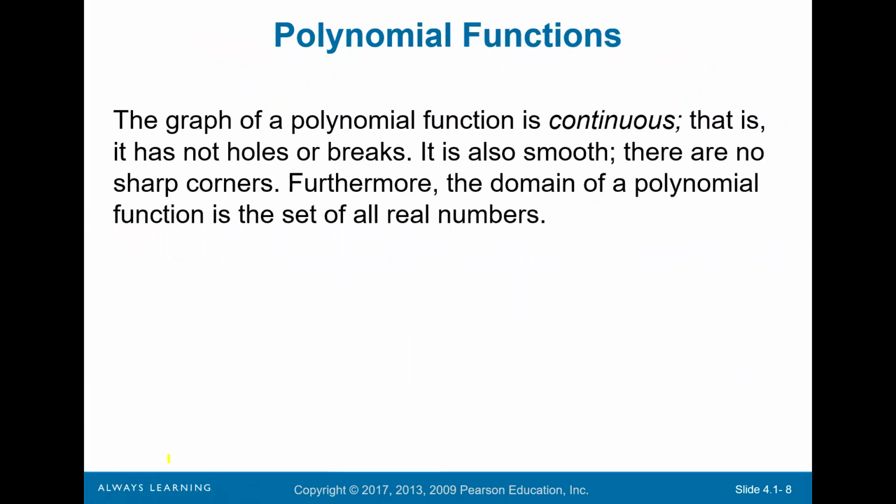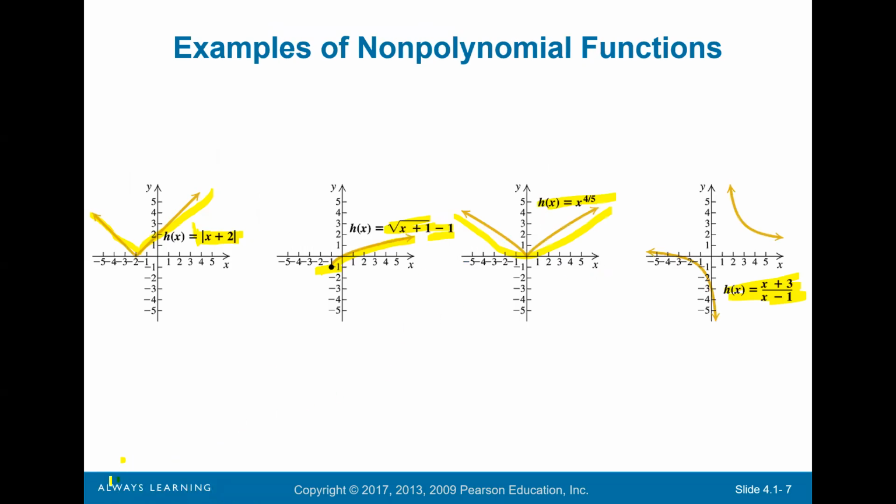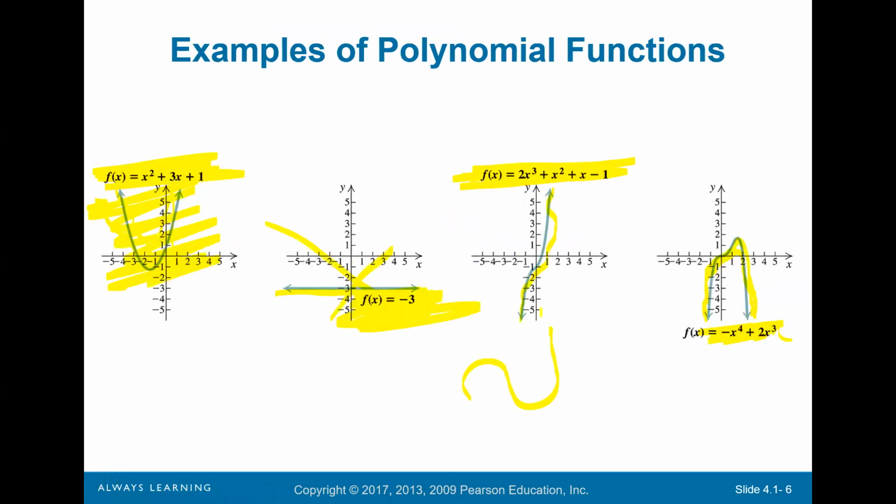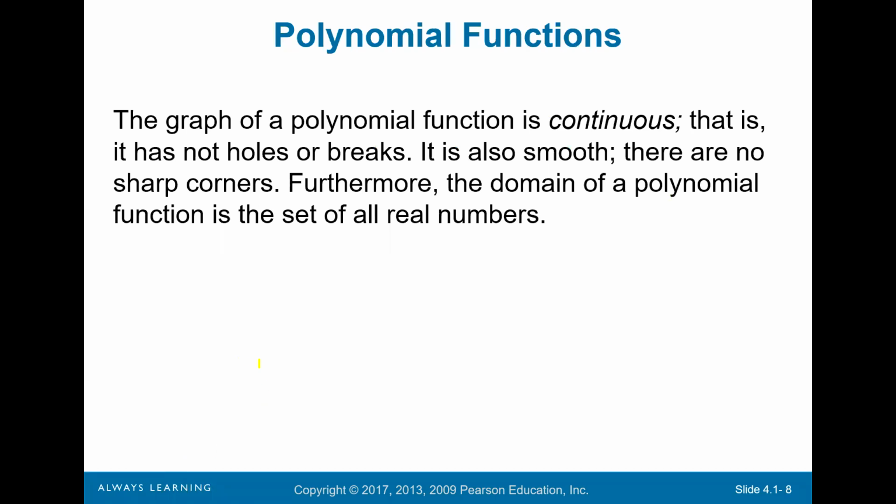So the graph of a polynomial function is continuous. My apologies, let me reread this. The graph of a polynomial function is continuous. That is, it has no holes or breaks. So it's a smooth transition. So you notice, let me go back to this one. It's just a smooth transition, so there's no breaks in it. The one before this slide had no breaks in it. It is also smooth. There are no sharp corners.